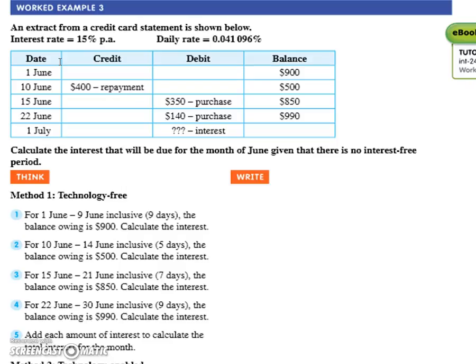How do you reckon you do it? It is 15% per annum, but we've got a daily rate. Calculate the interest for the month of June, given there is no interest-free period, and we are doing it per day.